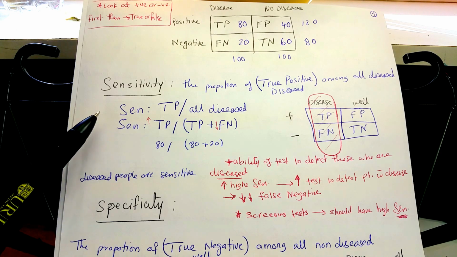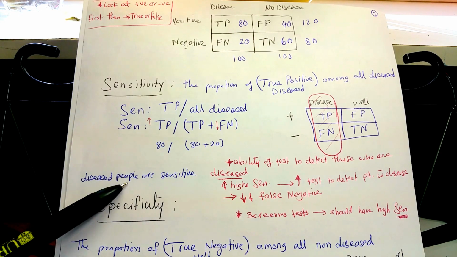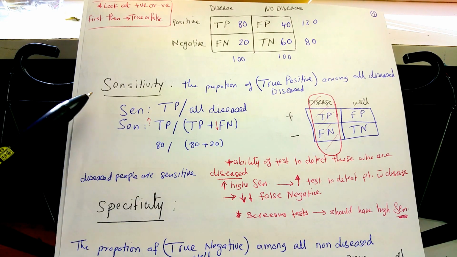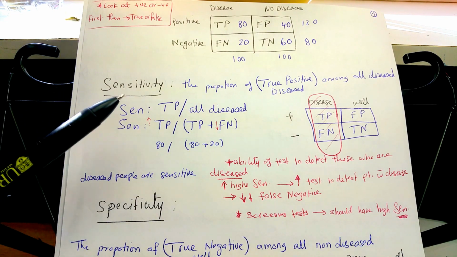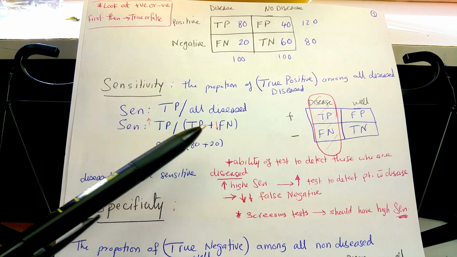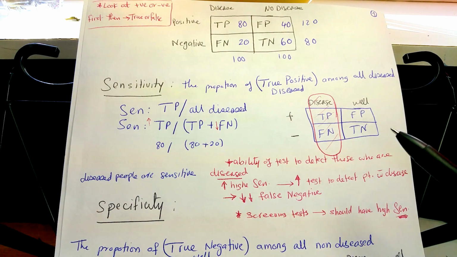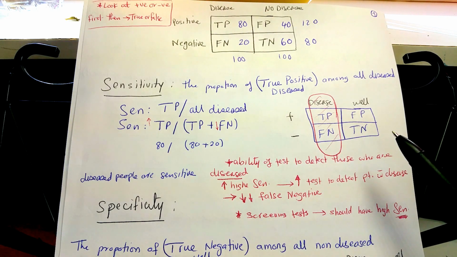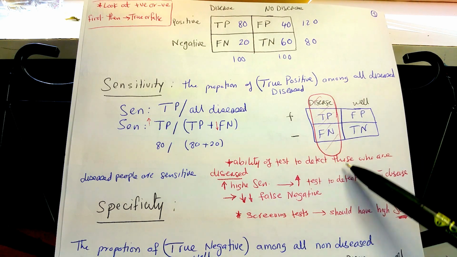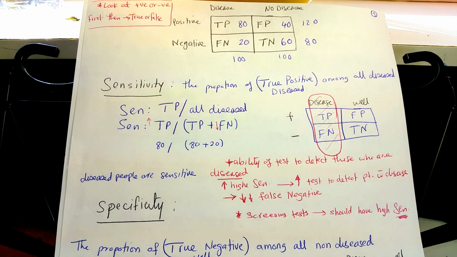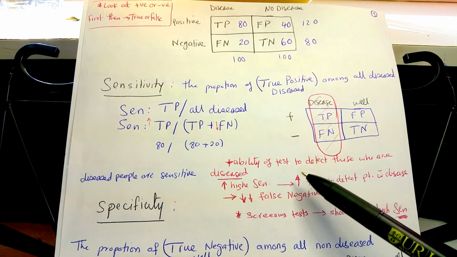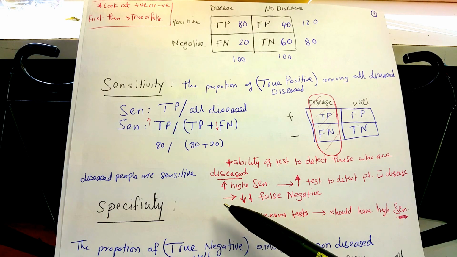So one way to remember also is that sensitive people are a little bit sensitive. Diseased people are sensitive. So in sensitivity, we're looking for the diseased people, the truly classified. And in the 2x2 table, they are in the left column. Okay. So it's the ability of the test to detect those who are diseased, we talked about this.